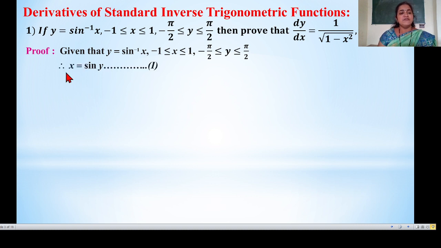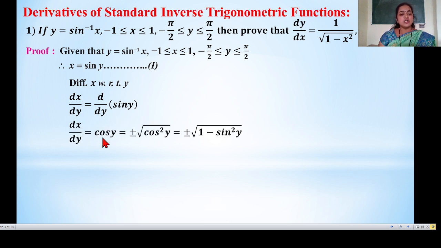So we convert this function into x in terms of y. So x is equal to sine of y. Now differentiate x with respect to y. We get dx by dy is equal to the derivative of this term. So what is the derivative of sine y? It is a standard function. The derivative of sine y is cos y. So dx by dy is equal to cos y.